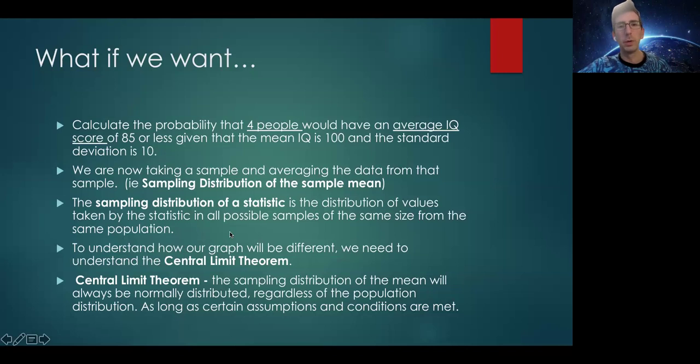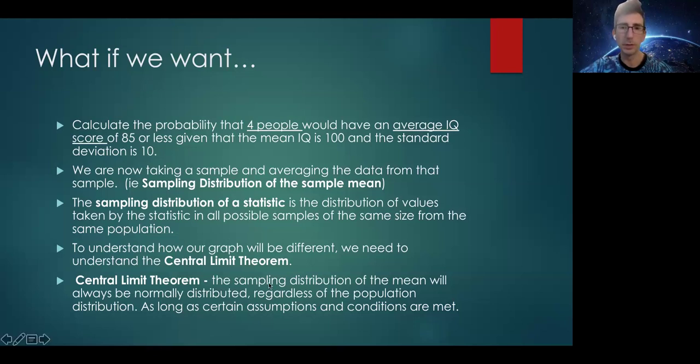So to understand how our graph will be different, we need to understand the central limit theorem. What is this new distribution of these sample means going to look like? Will it be normal? Will it be bimodal? Will it be multimodal? Will it have a hump at all? What's it going to look like?